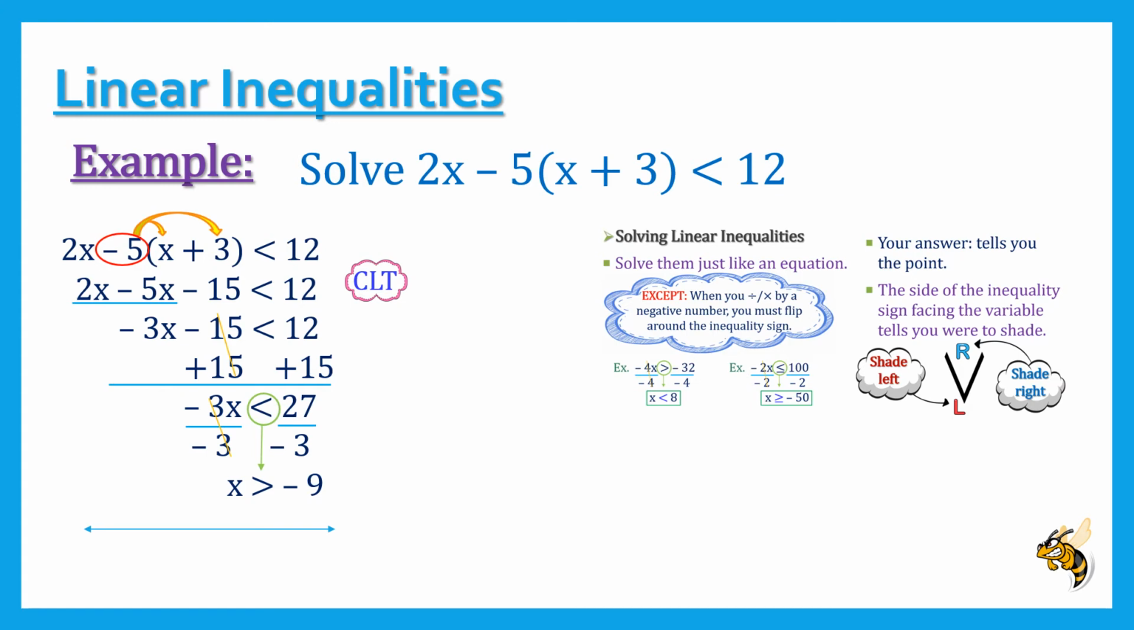Now, my answer tells me the point. The most important point is negative 9. I'm going to put that on my number line. All number lines start with a negative infinity and end with a positive infinity. We're going to label the inequality sign. The open end gets the R and the pointed tip gets the L. And if I look at the variable, it received the R, so that means I need to shade everything to the right of negative 9.